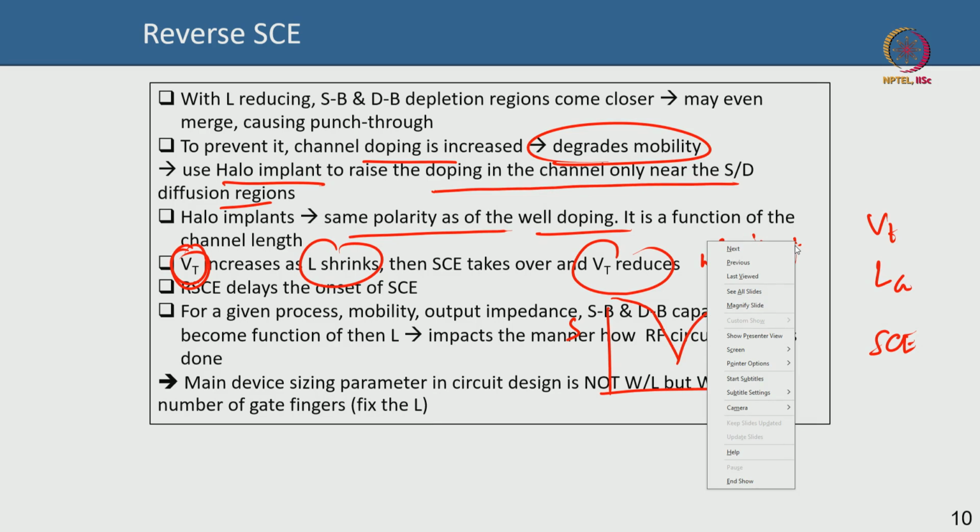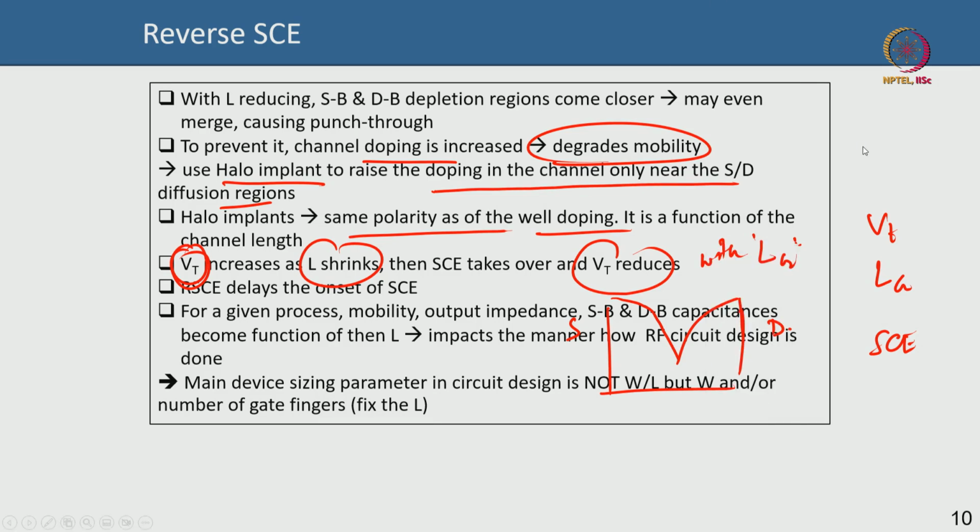So essentially this is a reverse short channel effect, because initially as you are reducing the gate length, your threshold voltage increases and then the threshold voltage falls. This is your VT, threshold voltage, and this is your x axis. So as you are shrinking down the L, the threshold voltage might increase and then it will fall. This part is called a reverse short channel effect, and it delays the onset of short channel effect. That is all it does. It delays the onset because, for some technology nodes, the threshold voltage is actually not dropping with scaling down.